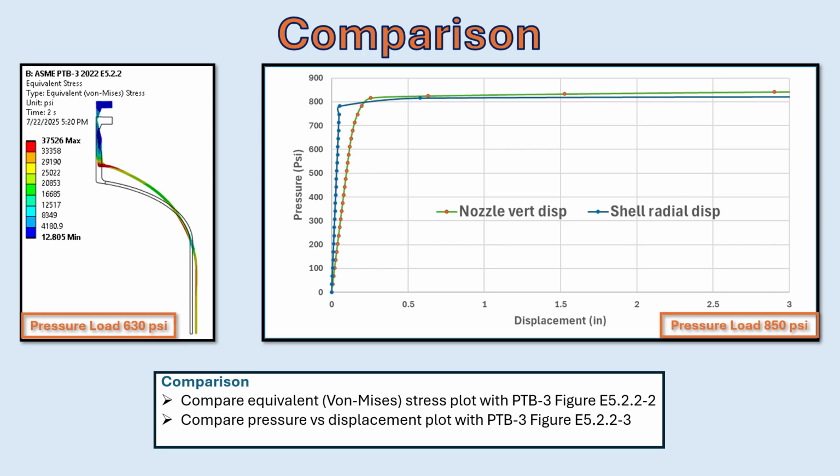The model from the elastic case is reused with the new material definition. The load was increased step by step until 630 psi. At this load, the structure carried the pressure without collapse. The von Mises stress plot shows a plastic region forming, but the vessel remains stable. Thus the vessel passes the limit load analysis check. You can compare these plots with PTB3 figures 5.2.2.3 and 5.2.2.4 for validation.